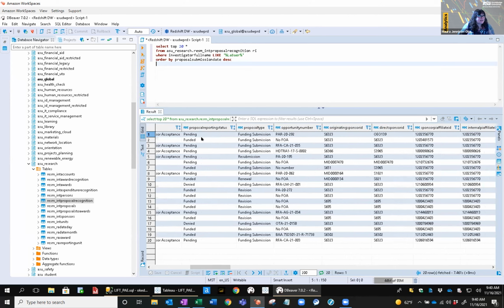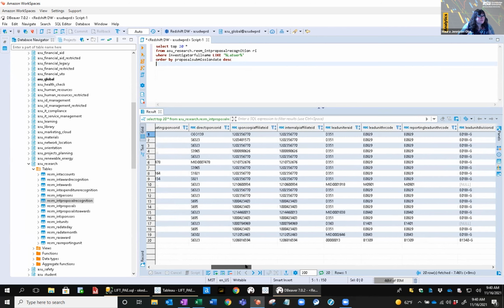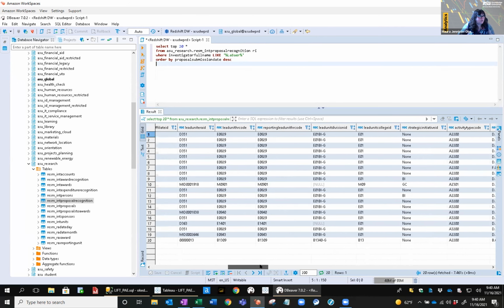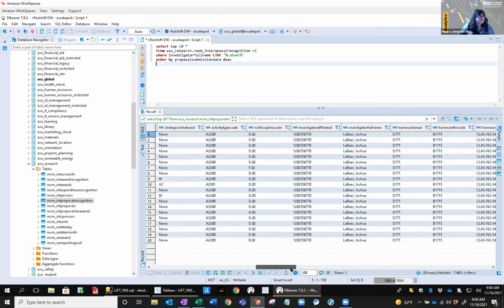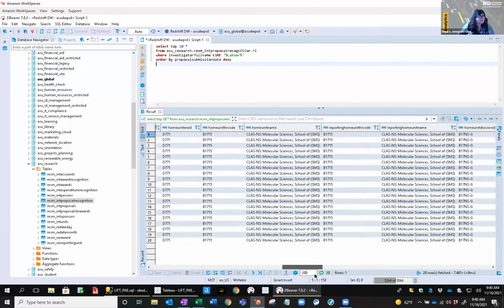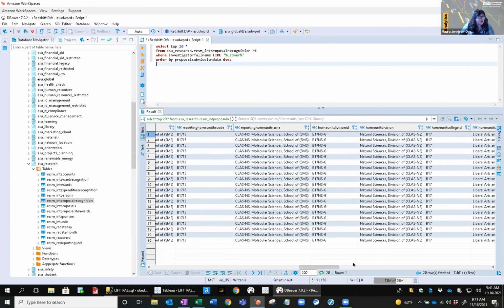Proposal reporting status, again, this is the one that we usually use in all of our reporting to show whether they've been funded, denied, etc. And then as we scroll over, we're going to see, let's see, where is it? Reporting, here we go. Reporting home unit.